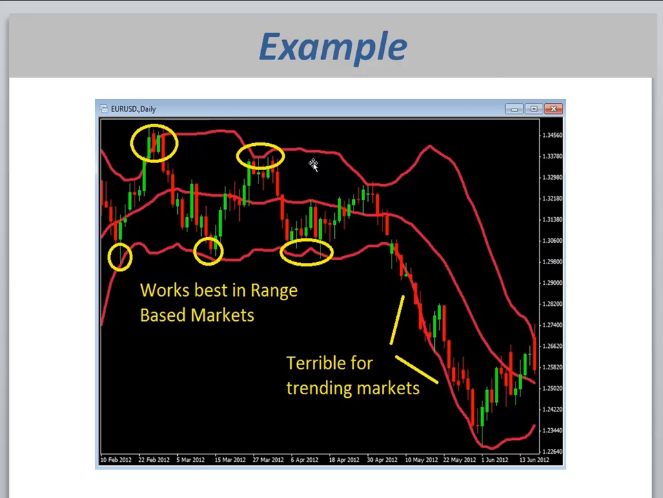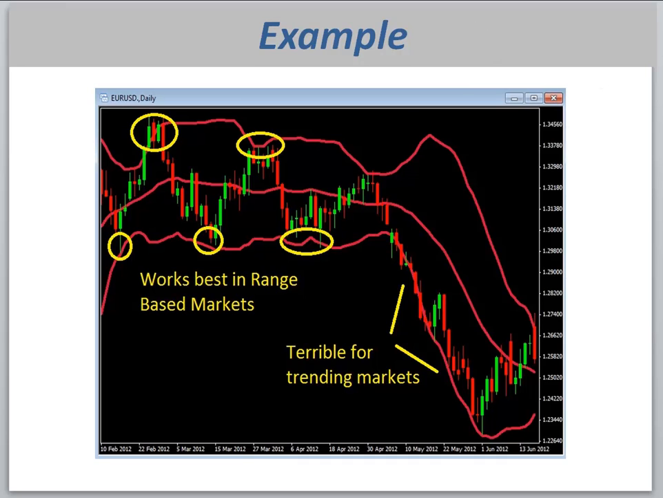Okay, so here we have an example. We have these lines on top, the lines on the bottom, and the middle line. These are your Bollinger Bands. Here's a chart of the Eurodollar. Whenever the Eurodollar trades to the lower band, it's considered oversold and it's a good time to buy. Whenever it trades up to the upper band, it's considered overbought, and it's a good time to short.